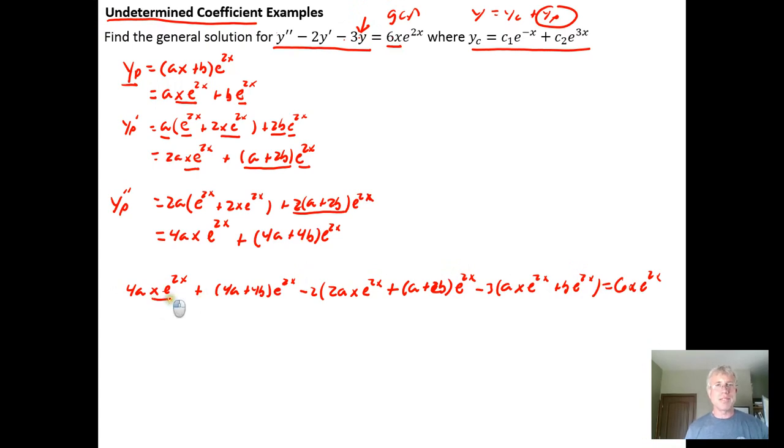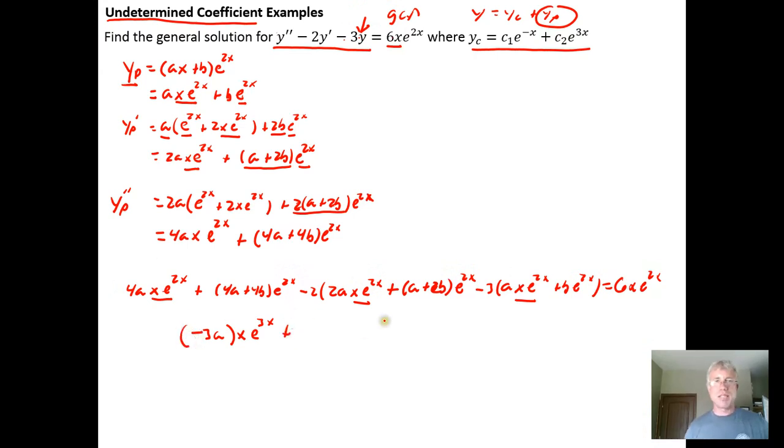So I want to group all of the x e to the 2x stuff together. So I'm going to get a 4a times x e to the 2x. And then here's another x e to the 2x term. So it's going to be minus 2 times 2, which is minus 4a, times x e to the 2x, and then our next x e to the 2x is right here, so I'm going to get minus 3a, and this is all times x e to the 2x, and this simplifies to just minus 3a.